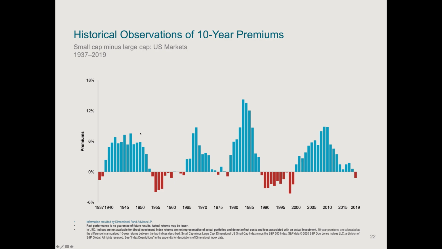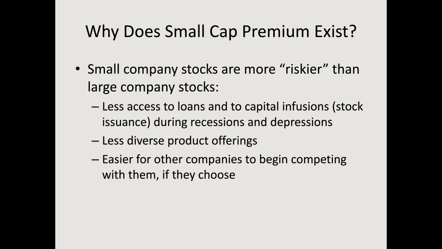So one of the questions is, why does this small cap premium exist? Well, one big explanation is risk. Small companies are riskier than large company stocks. They're more likely to not be in business at some future time. Part of the reason for that is in a recession, when there's a lot of economic downturn, small company stocks have less access to bank loans. They have less access to go into the stock market and raise capital typically. Not necessarily in 2020 because investors are kind of foolish, but in a lot of other situations that's the case. They also have less diverse product offerings.